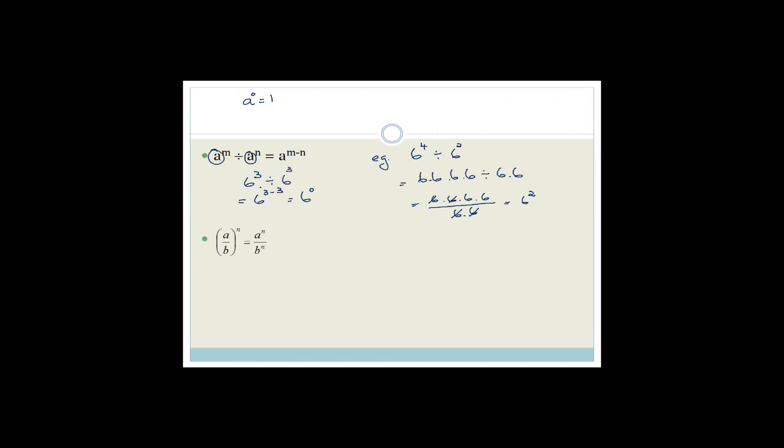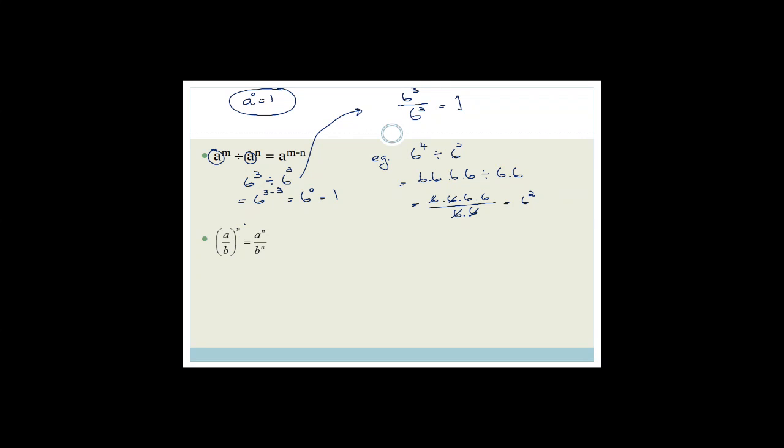But if I rewrote this as a fraction, up here, we've got 6 cubed over 6 cubed. What is 6 cubed divided by 6 cubed? Well, anything divided by itself is 1. So obviously 6 to the 3 minus 3 is the same as 6 to 0, which equals 1. So there, I've just proven to you that anything to the power of 0 is 1.